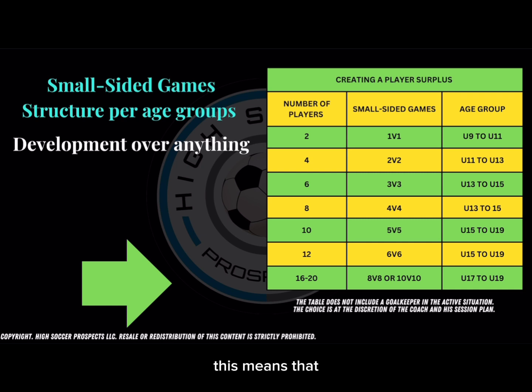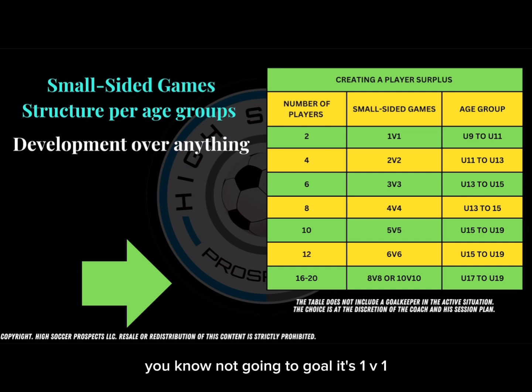This means that it's even numbers and you're trying to create, for example, a 2v1 or a 3v2. Now, they're going to be even number plays. So if you look at the brackets here, first one as the example again, it's a 3-year, or I should say up to a 3-year range. You start with 2 players in a 1v1 scenario. And again, if you look at the bottom, the table does not include a goalkeeper in the active situation. The choice is at the discretion of the coach and his session plan.